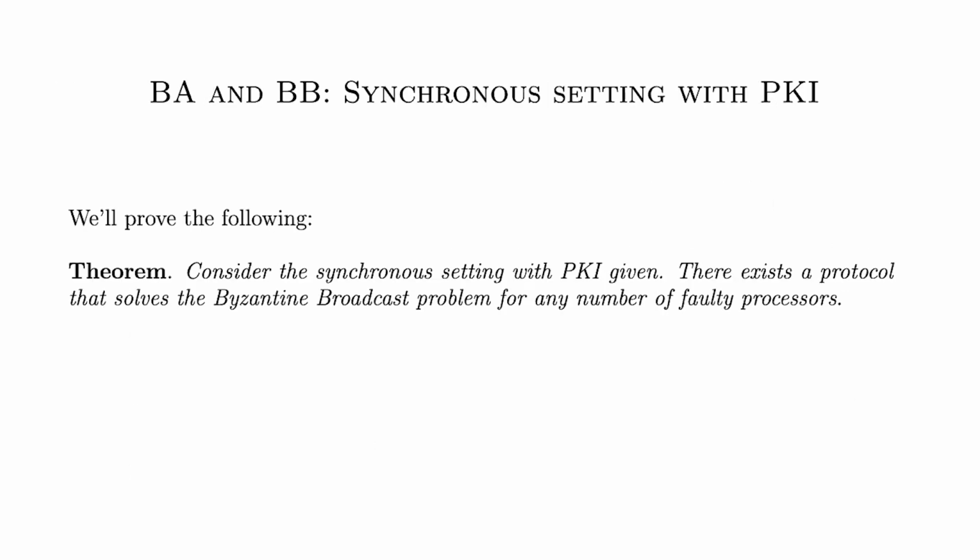Okay, so now let's get on to the results. We'll start off with the easiest one, which is easiest if you've got a PKI. So we're in the synchronous setting: we send messages, they arrive at the next time slot, and we can imagine we have a public key infrastructure. The result here is that there exists a protocol that solves the Byzantine broadcast problem for any number of faulty processors. This result is originally due to Lamport, Shostak, and Pease, but I'm going to talk you through a more elegant protocol by Dolev and Strong.